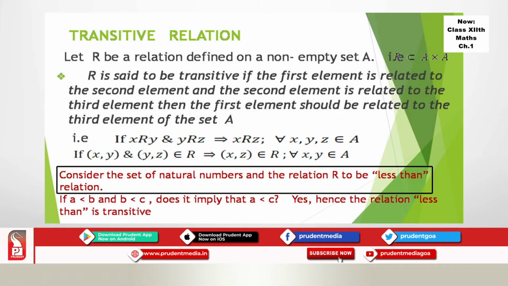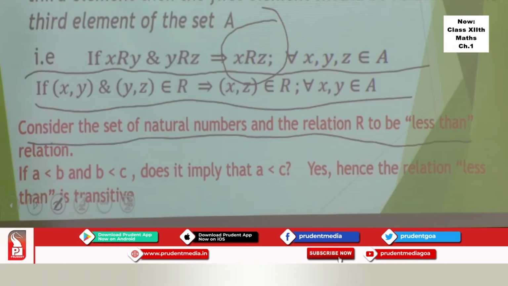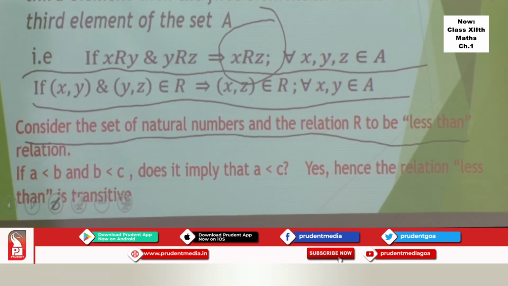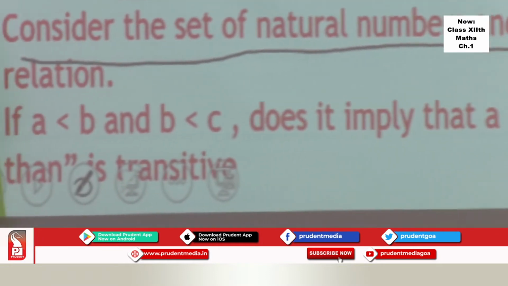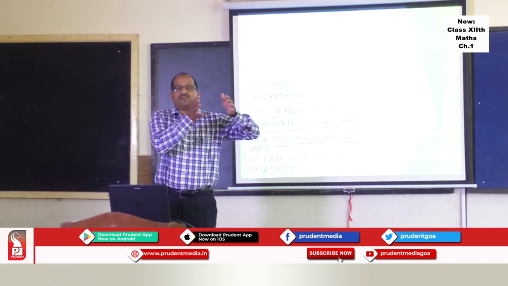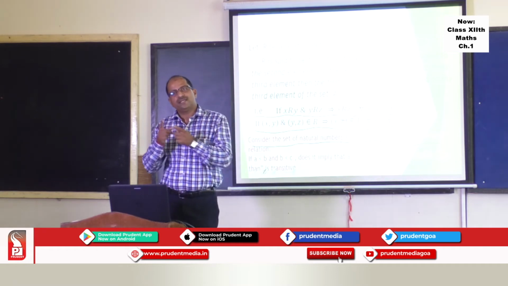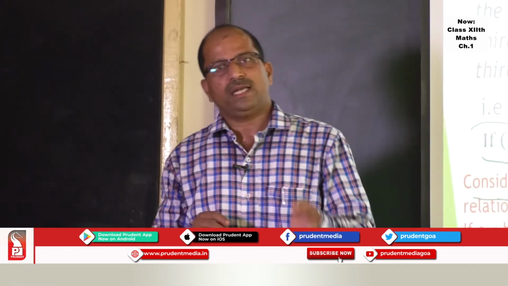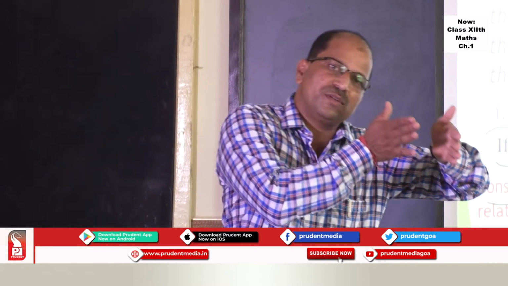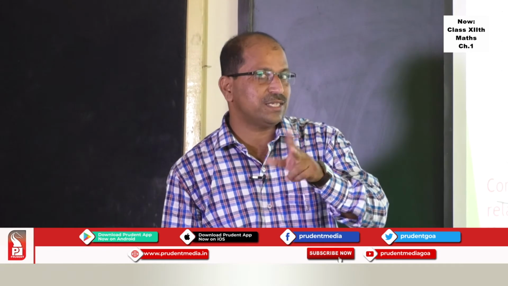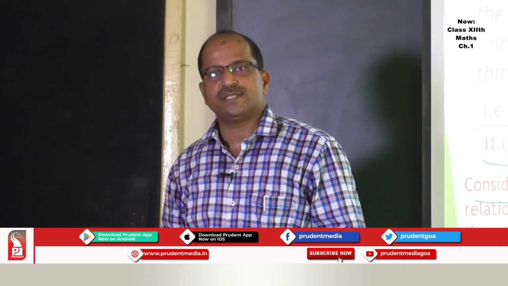There is an example given here. Consider the set of natural numbers and the relation less than. A less than B and B less than C. If A is less than B and B is less than C, then A is less than C. Hence, the relation less than is transitive. Supposing I say height of student X is equal to height of student Y and height of student Y is equal to height of student Z, then height of student X is equal to height of student Z. That's a transitive relation. So two students related by equal heights automatically becomes a transitive relation.